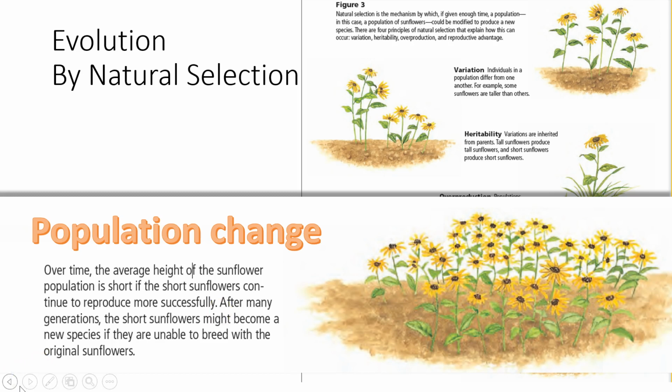All right, that's it. Evolution by natural selection, the reason that we have so much biodiversity today, and then a quick reminder there at the end about speciation. How does one species become more than one species?